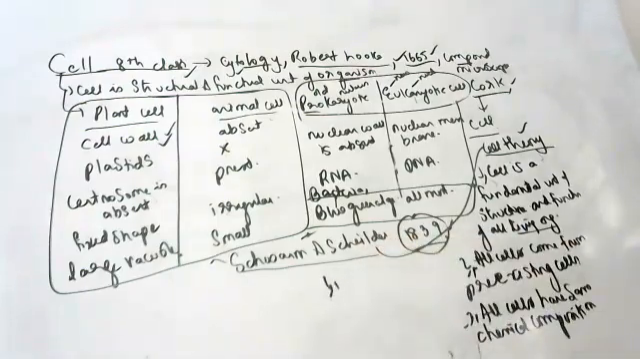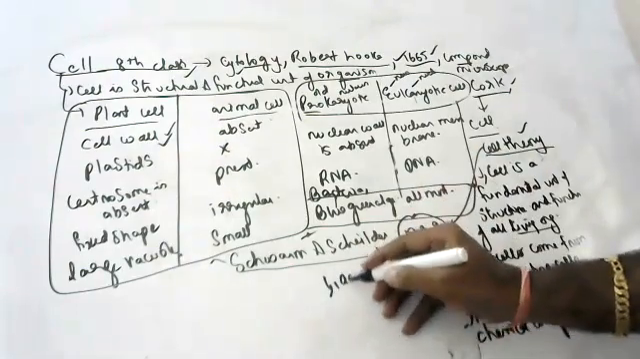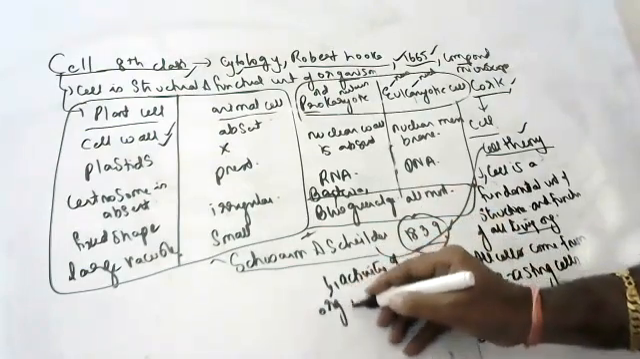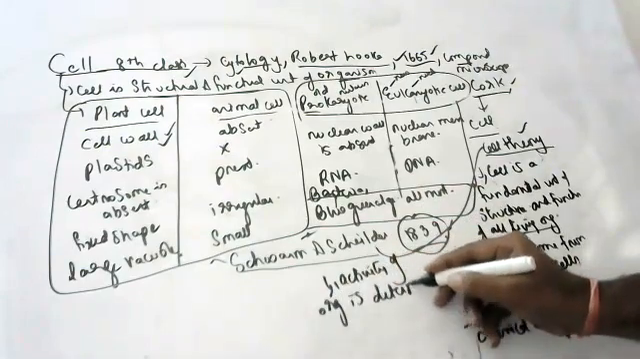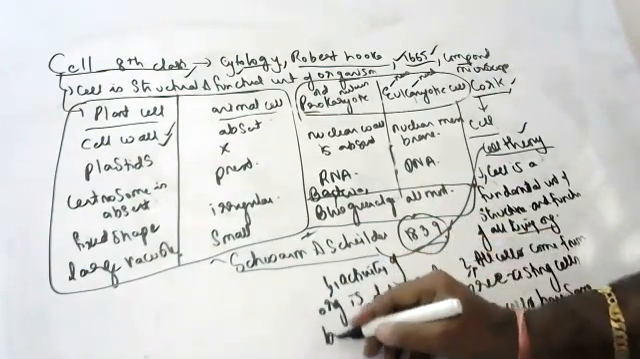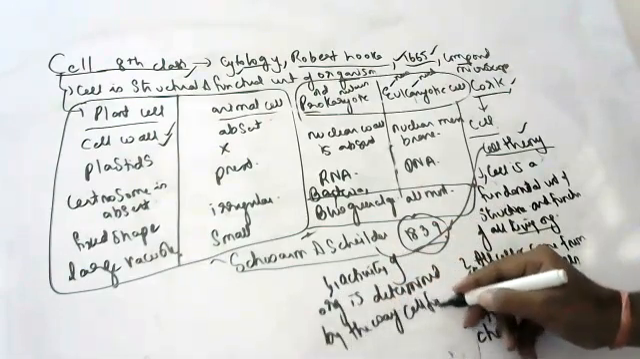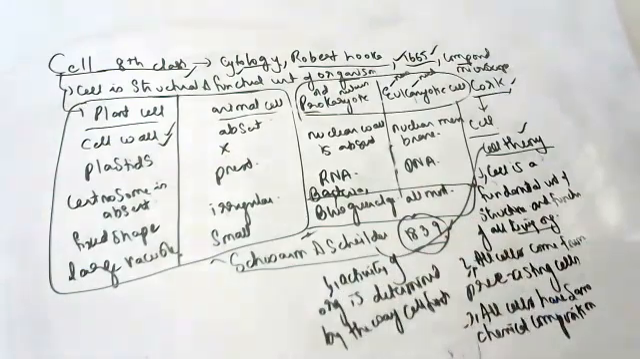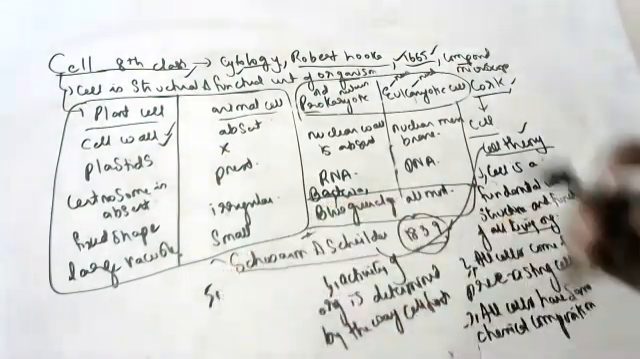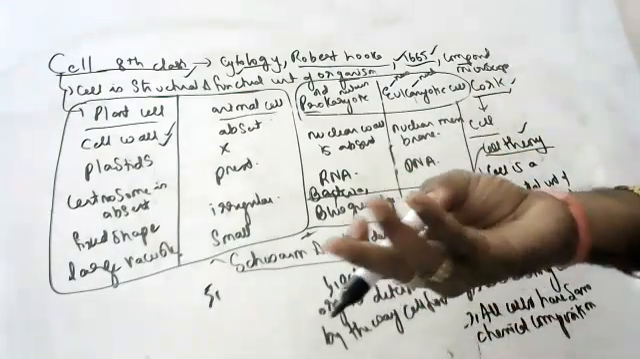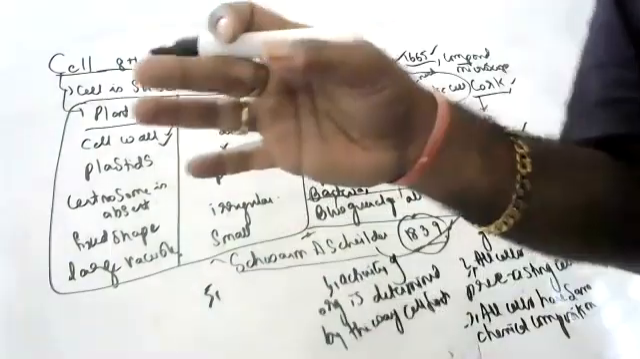Next one, children: the activity of an organism is determined by the way the cell functions. Please try to understand and write. How better our cell is functioning will decide the activity of the organism. The activity of an organism is determined by cell function.